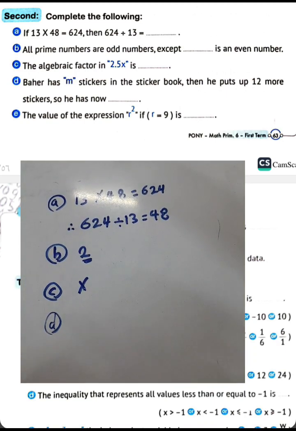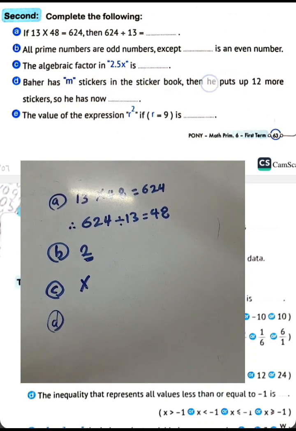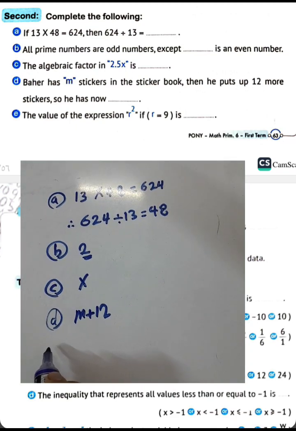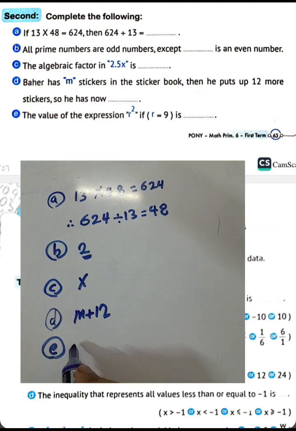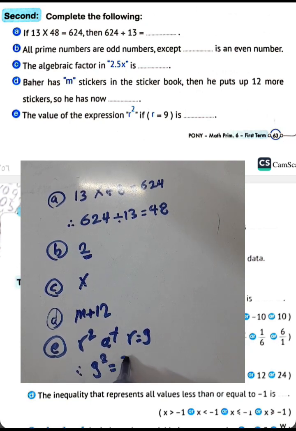Bahir has M stickers in the sticker box. Then he puts in 12 more stickers. So he now has 12 plus M, or M plus 12. It's a total. With him, it will be M plus 12. Question letter E. Here the value of the expression r power 2 at r equals 9, what will it be? 9 power 2 will be 81. The result here will be 81.